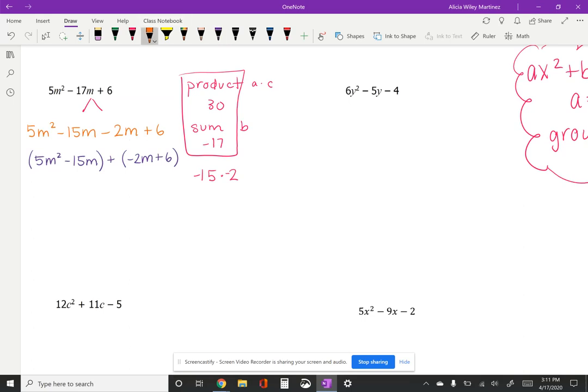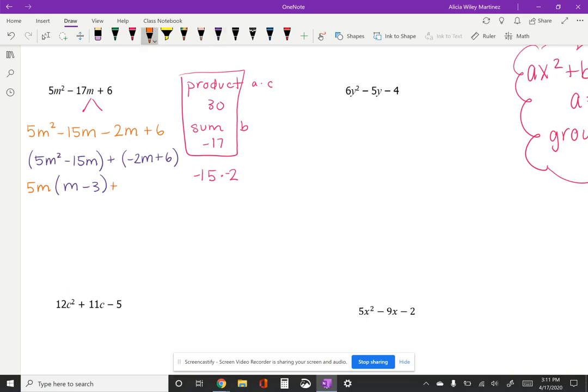The purpose of this is so that we can group them together and come up with some GCFs of each of the groups. Each group should have a GCF, so the first thing I'm going to do in the first group is take out that GCF, put it out in front. The GCF is 5m, and you're left with m minus 3 inside. Put my plus sign there.